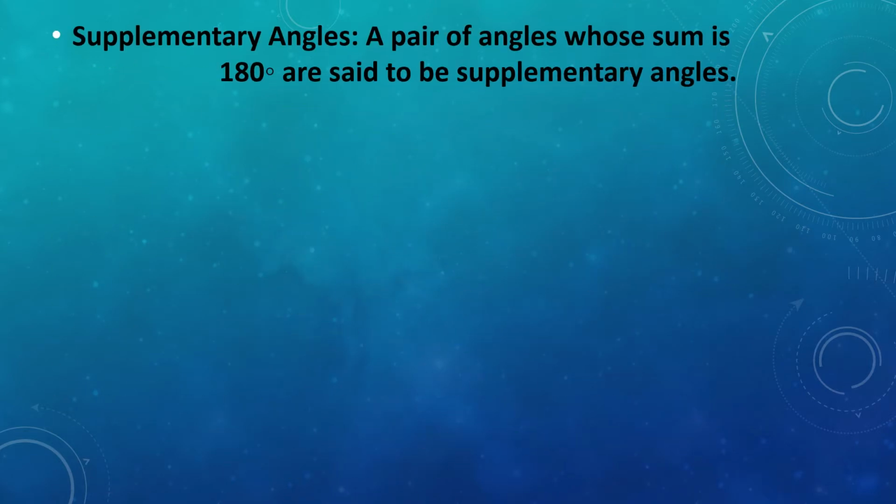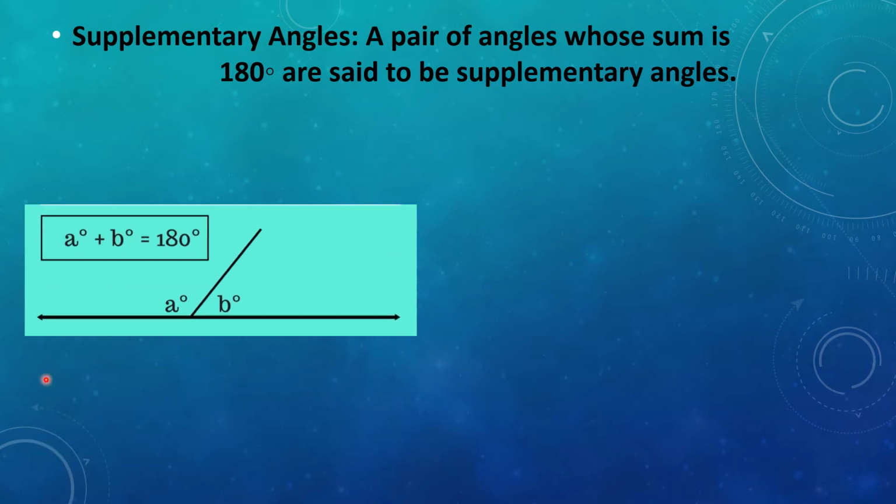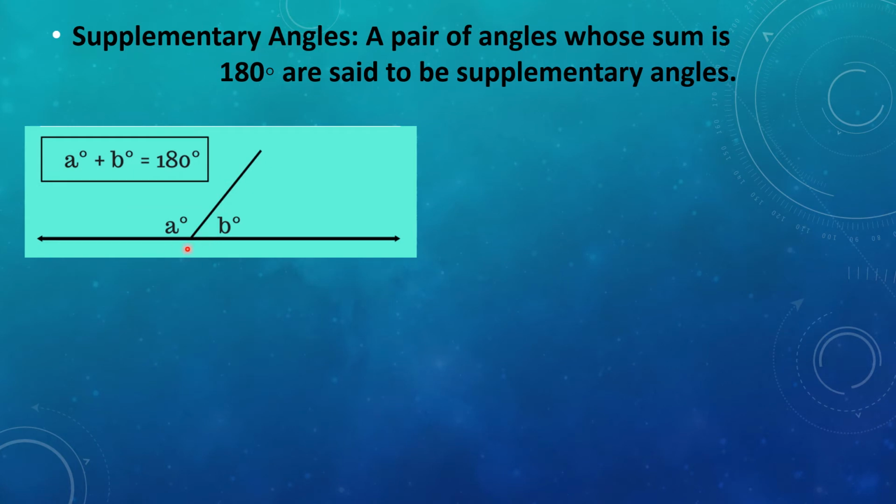Next, what are supplementary angles? A pair of angles whose sum is 180 degrees are said to be supplementary angles. So when I take two angles whose sum is 180 degrees, those angles would be called supplementary angles. Here A and B are two angles whose sum is 180 degrees. So these angles are known as supplementary angles.